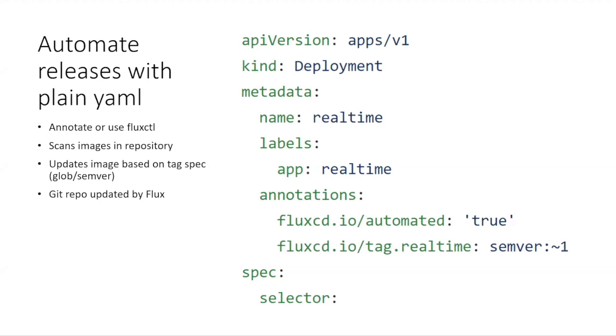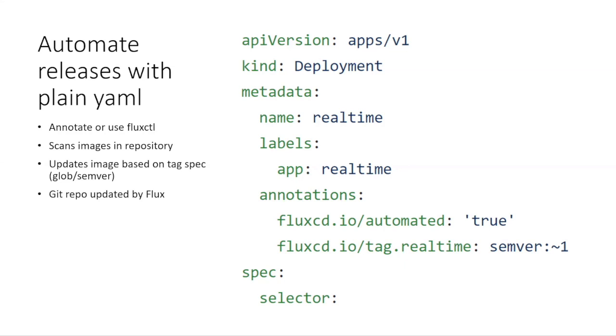Now, how does Flux know that it has to automate a deployment? Well, you simply use annotations here. By adding this annotation to your deployment, you say it's automated, and then you specify a filter. In this case, it's a semantic versioning filter that says everything that is 1, so 1.01, 1.02, and so on, everything above that, install it, but not 2. 2 wouldn't be installed in this case. I need another filter for that.